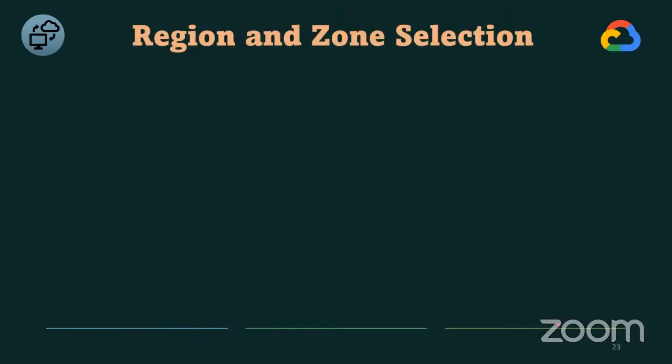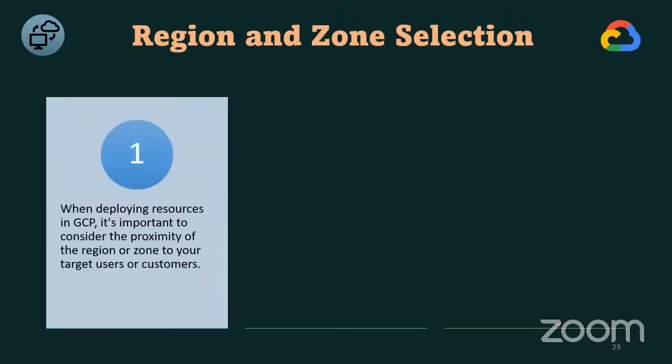If I wanted to select a proper location, what is the selection criteria? These important things we are going to cover today, guys. The very first point is that if I wanted to deploy any resources in the Google Cloud platform, it is important to consider the proximity of the region or zone to your target users or the customers.